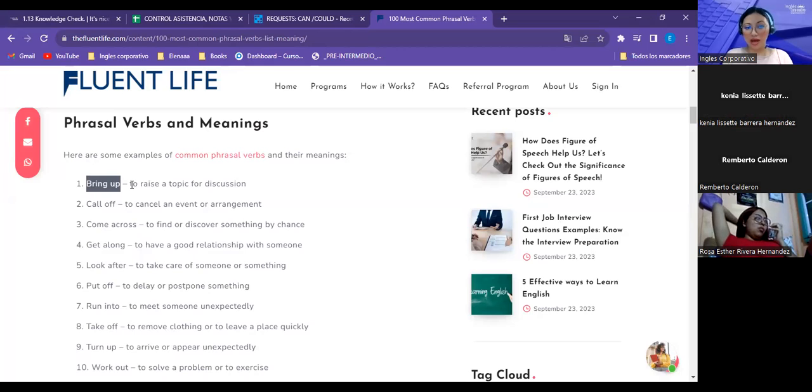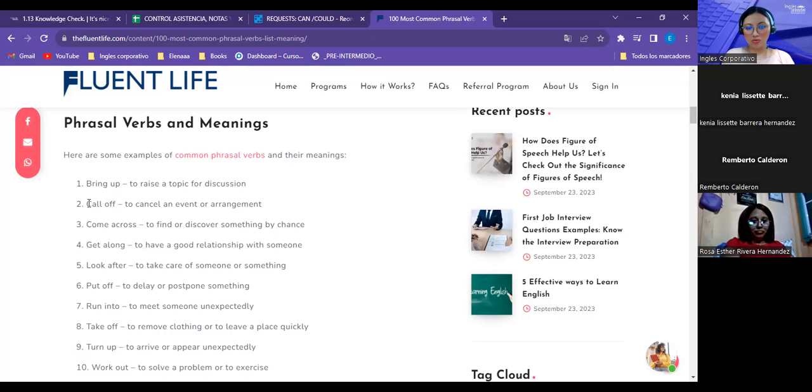Bring up. Ya no es traer. Miren que es bring up: to raise a topic for discussion. Llevar un tema a discusión. Iniciar una discusión sobre un tema. Ya no distraer, sino empezar un tema para que se pueda llevar una situación de discusión. There we go.